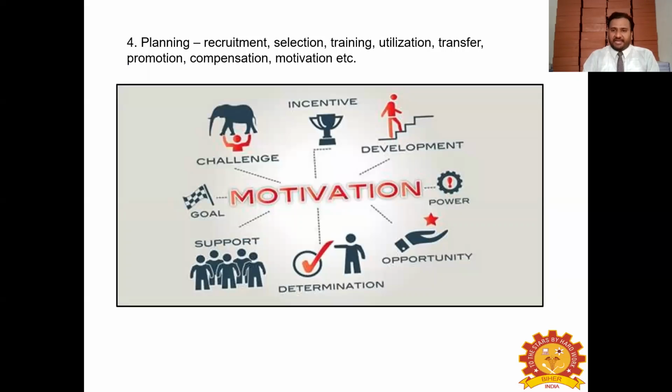The fourth step is planning. So then we can go for recruitment. We can select by keeping some technical experts from different organizations to select persons for our company.